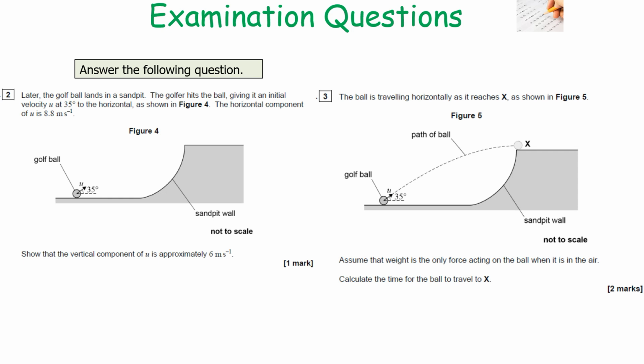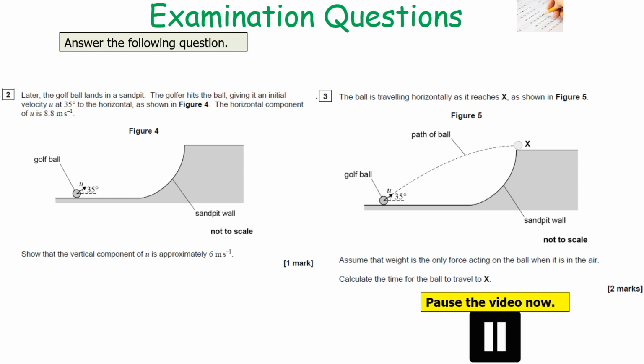Later, the golf ball lands in the sandpit. The golfer hits the ball, giving it an initial velocity u at 35 degrees to the horizontal. The horizontal component of u is 8.8 meters per second. Show that the vertical component of u is approximately 6 meters per second. Then the ball is traveling horizontally as it reaches x. Assume that the weight is the only force acting on the ball when it's in the air. Calculate the time for the ball to travel to x. So pause your video now, then unpause your video when you want to go through your answer.